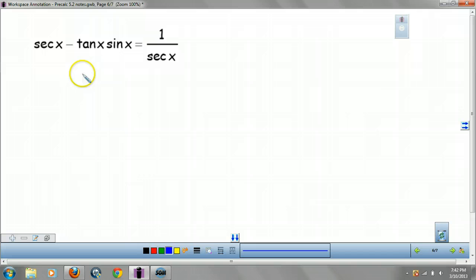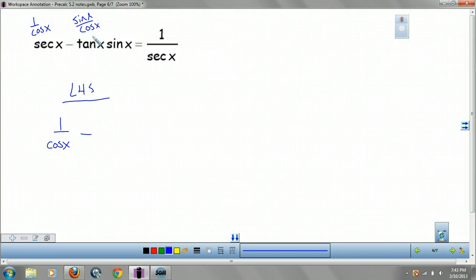Got another one for us. Secant of x minus tan of x times sine of x equals 1 over secant of x. Let's do some fancy math. I'm going to take my left hand side and try to get to equal my right hand side. First thing I'm going to do is secant's 1 over cosine of x, right? Minus tan is sine over cosine, right? And I'm timesing that by sine of x.